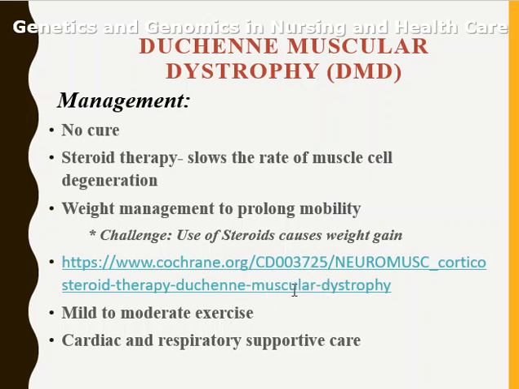Weight management is needed to prolong mobility. However, the challenge is the use of the steroids also causes weight gain. So a lot of education here and follow-up. Mild to moderate exercise is recommended. Strenuous exercise is not, because that's going to cause further breakdown of muscle. And then, of course, cardiac and respiratory supportive care.